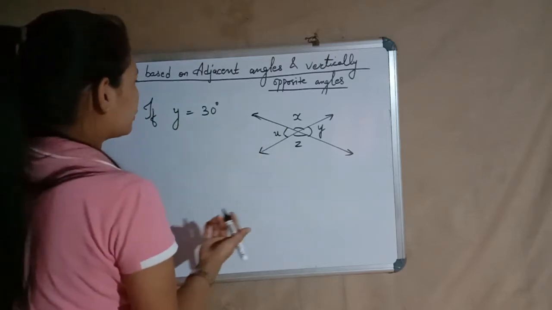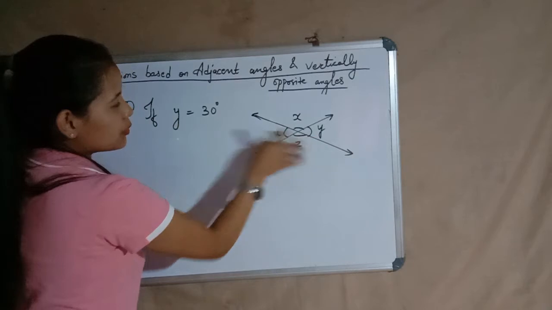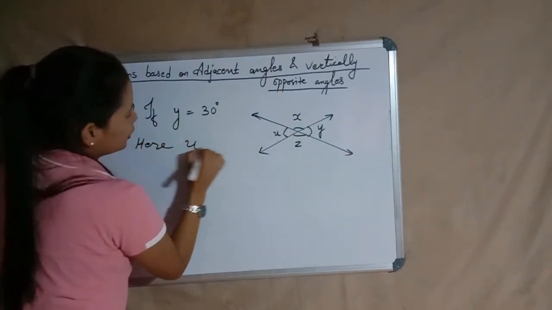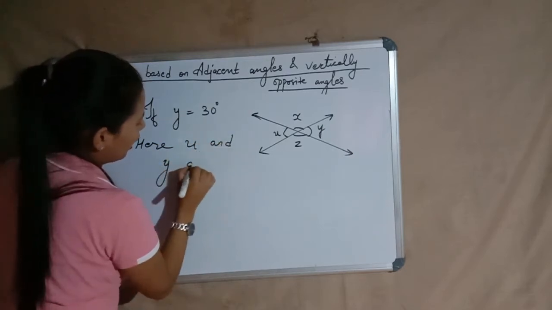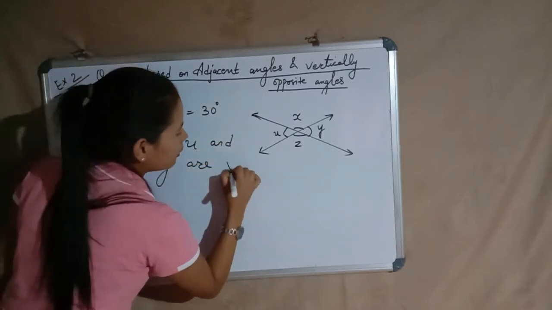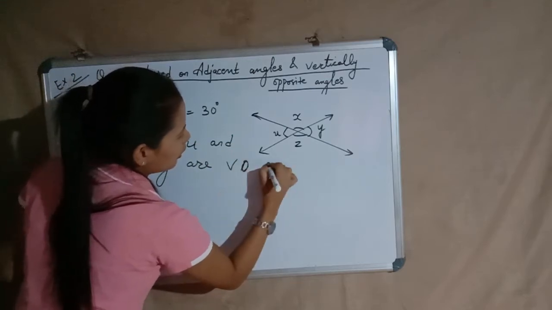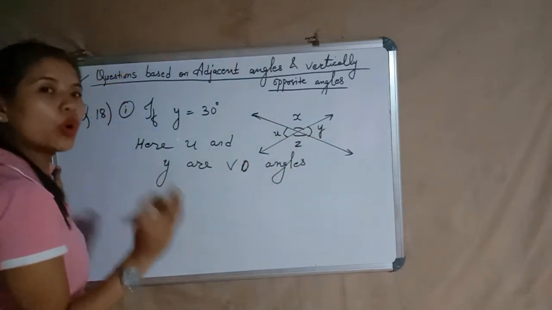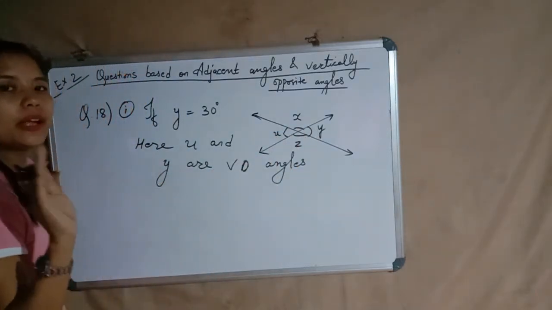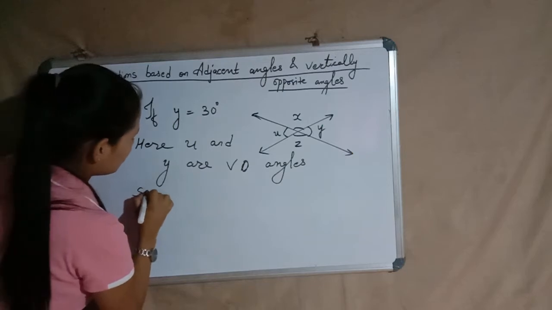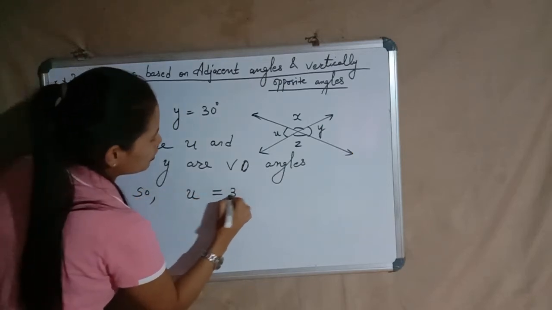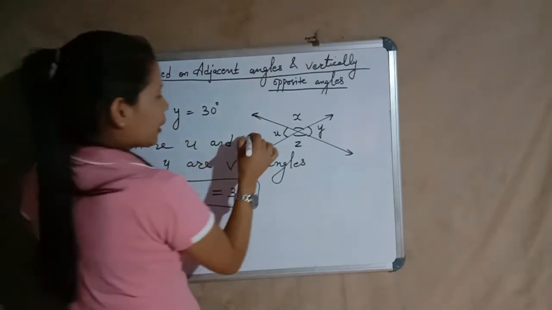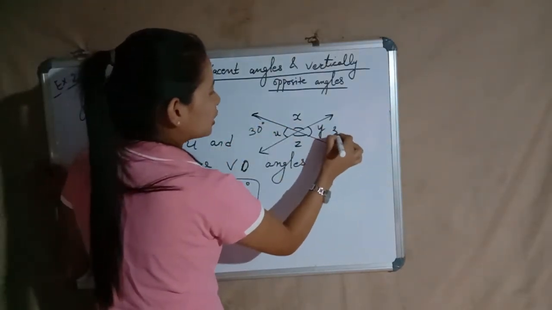So we'll do this. If Y equals 30 degrees, here U and Y are vertically opposite angles. Those 2 angles are vertically opposite, and we know vertically opposite angles are equal in measure. So U will also be equal to 30 degrees. We directly got the value of U. So we have U 30 degrees, Y 30 degrees.